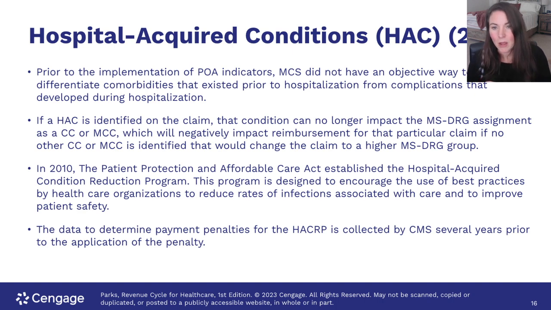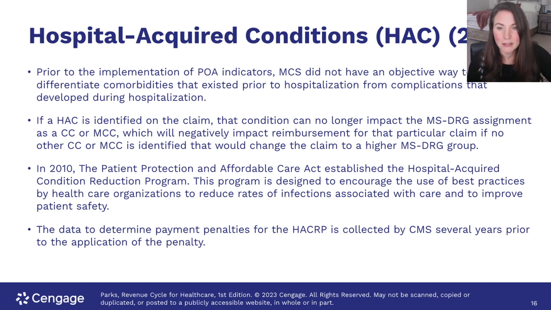Okay, once an HAC is noted on a claim, that condition will have no impact on the MS-DRG assignment as a complication or comorbidity or major CC, meaning the hospital will not get paid for it, even though they're having to use resources to treat the condition. So this really incentivizes hospitals to try to give the best quality of care so that they don't have to do any of this work for free, right?